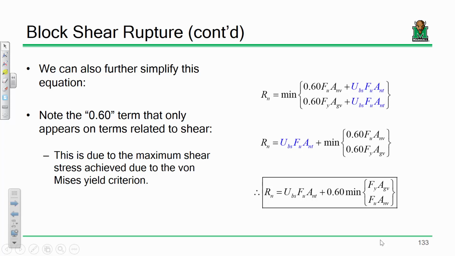Now, whenever you use this, this expression will give you the nominal capacity. Remember, you must then adjust that by the resistance factor to get the design capacity. And that's really easy to forget. You do this big, complex block shear problem and you forget to use phi. So don't forget to use phi. And phi is 0.75. Sound good?